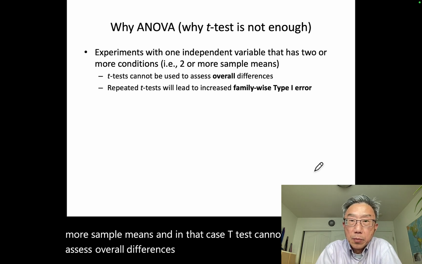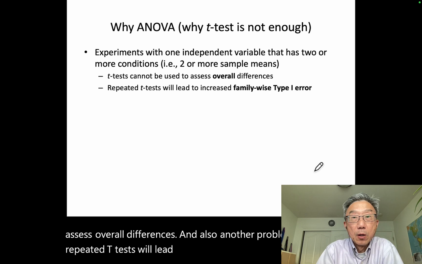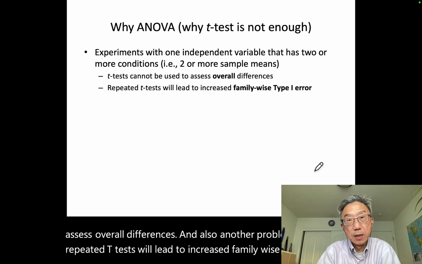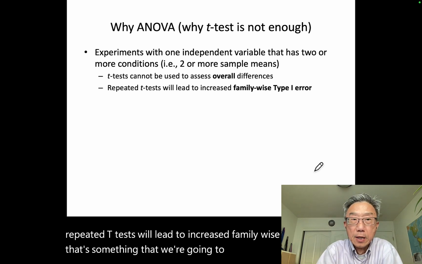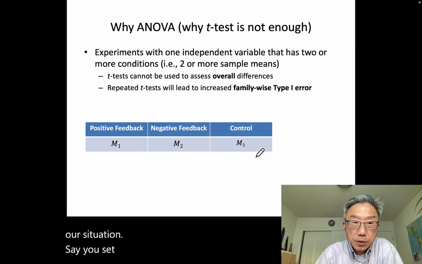And also another problem is that repeated t-tests will lead to increased family-wise type 1 error. So that's something that we're going to discuss a bit later. So here's the situation. Let's say you set up 3 different conditions.